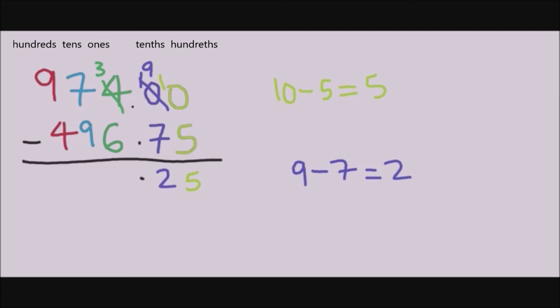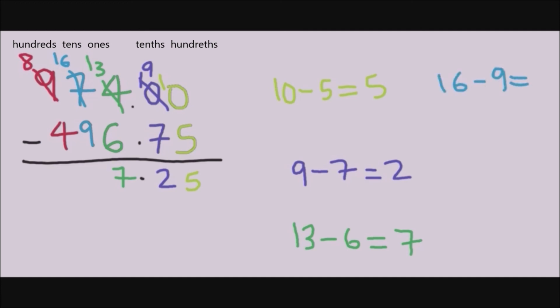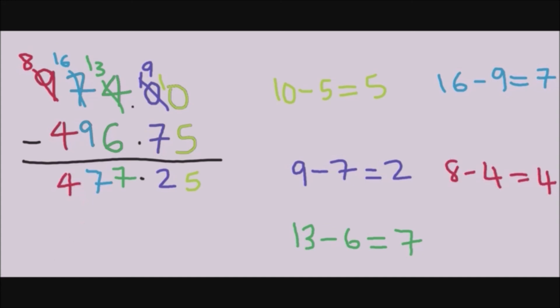Now 6 is greater than 3, so we have to borrow again. Now by subtracting, we have 13 minus 6, which is 7. So on to the next. Wait, do we have to borrow again? Boy, this is one complicated number. Okay, here's what we do. Now we subtract 9 from 16 to get 7. And finally, 8 minus 4 is 4. So the final amount is 477.25. Here are some more examples to try on your own.